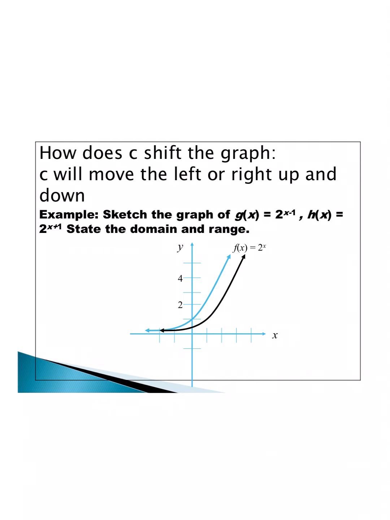To finish off our transformations, we're now going to be comparing 2 to the x minus 1 with our function. So we can see again, 2 to the x is our blue function. Our new function, 2 to the x minus 1, is shifted to the right. And that follows a pattern. Because we have 2 to the x minus 1, we're going to do the opposite of that negative 1, and instead we're going to be moving to the right one. And again, we can see the domain and the range have not changed based off of a horizontal shift.